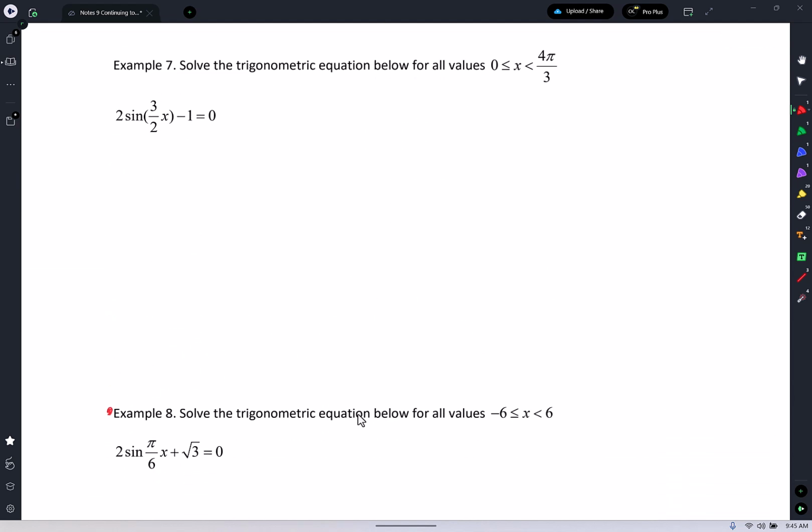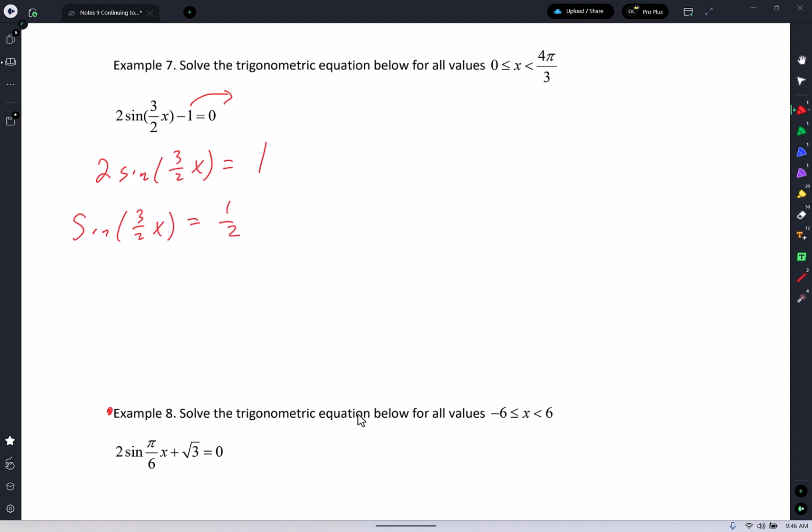Example 7. Here we go. Don't worry, guys. I'm trying to solve for x. We're not even going to use formulas. What's my first move? No, not yet. I have to move the 1. So I'm going to write 2 sine 3/2 x equals 1. Now what's my next move? Divide by 2. Good job. Sine 3/2 x equals 1/2.